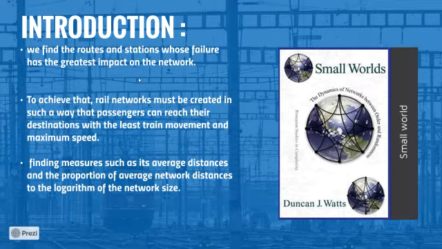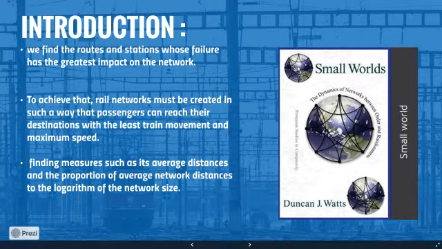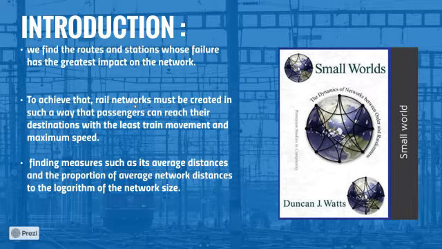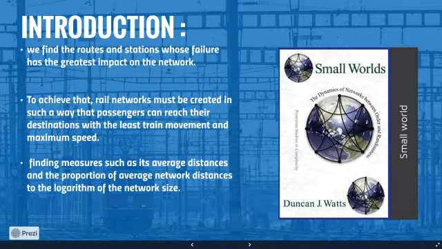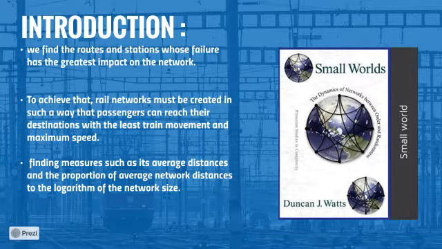By examining the structure of the network and finding measures such as its average distance and the proportion of average network distance to the logarithm of the network size, we can find out whether the rail network under study has a small world phenomenon or not. If this phenomenon is observed in the railway network, it means that the development of the network has been in the economic direction over the years, and if it is not observed, it means that the development of the railway network has not been in the economic direction.